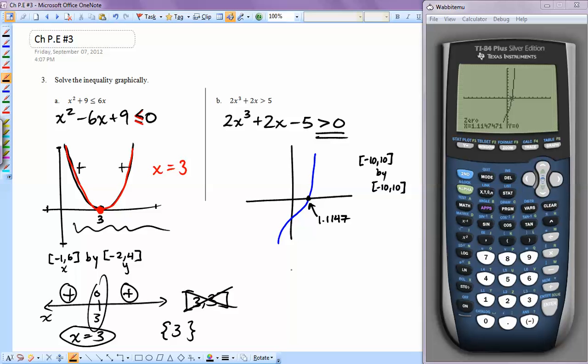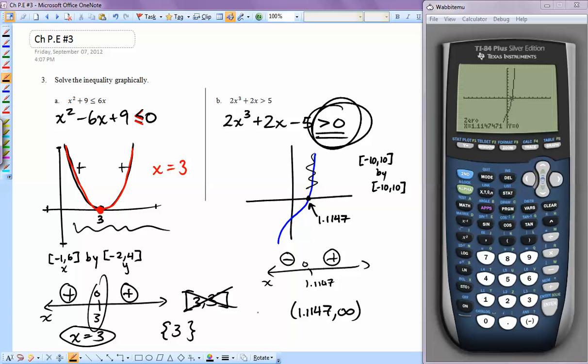Now, you don't have to make a sign chart, but if you really wanted to, here it is. Here's the 1.1147. That's a 0, x. If I'm on the left side of that on the x-axis, it's all below the x-axis, so it's all negative here. And over here, it's all positive. And what I'm looking for is when it's positive. Well, it's positive from 1.1147 on to infinity. So my answer is going to be this: up to infinity, not including the 1.1147. You could also write that as x has to be bigger than 1.1147. Okay, all done.